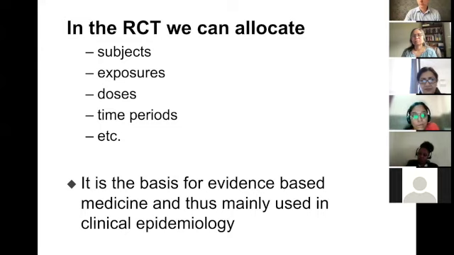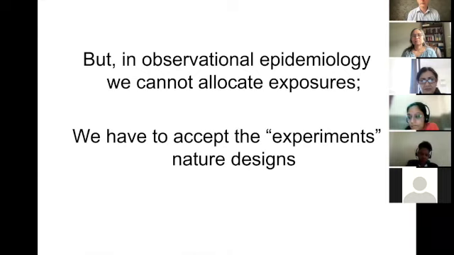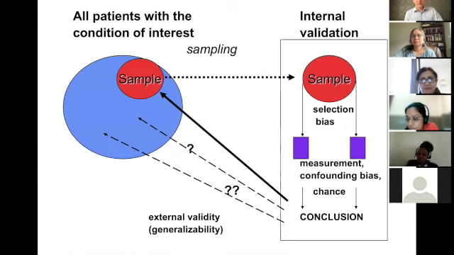Yes, what can we do in public health epidemiology? In observational epidemiology, we cannot allocate exposures. We have to accept the experiments that nature designs, or society designs. We just have a look at them. We have to have a look at them. Yes, and how do we do this?